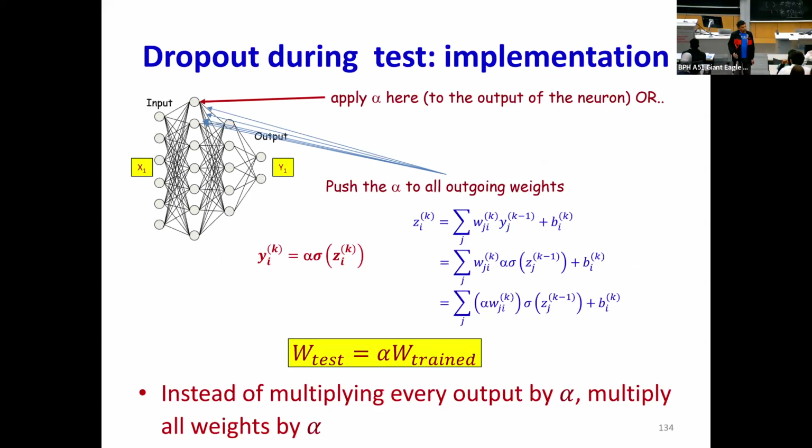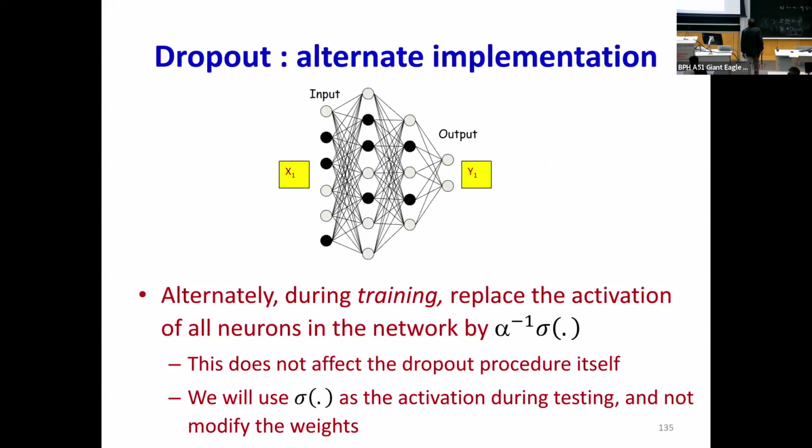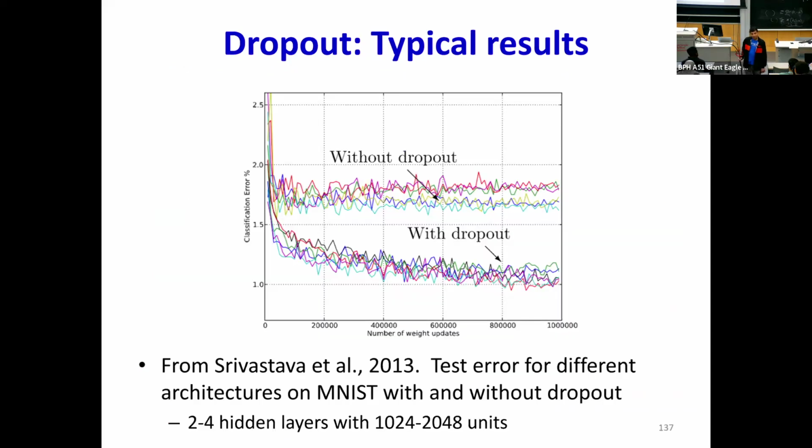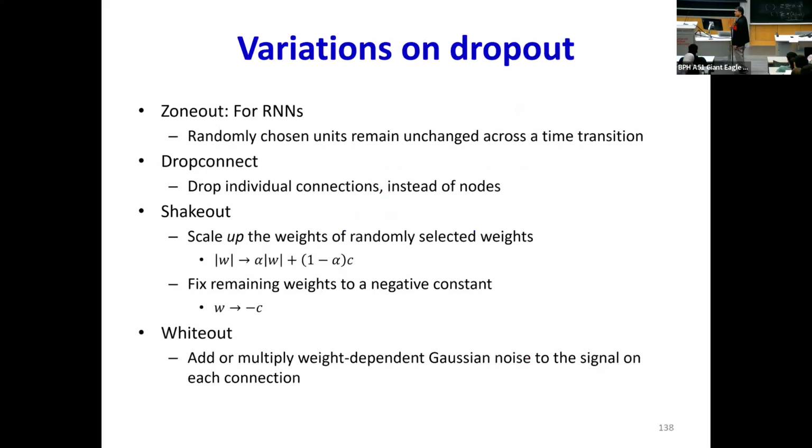Now, there are different ways of doing this. You can pre-multiply all the weights by alpha and not multiply the activations by alpha during inference. Or during training, you can use alpha inverse times the activation, so that you can just use the network as is during inference, and all of them are equivalent. So I have some pseudocode for this and some typical results. Dropout can really help, except it has this issue that it can conflict with batch norm. So there are various variants for dropout, zoneout, DropConnect, shakeout, whiteout, what have you, but they're all basically built on the same kind of principle.